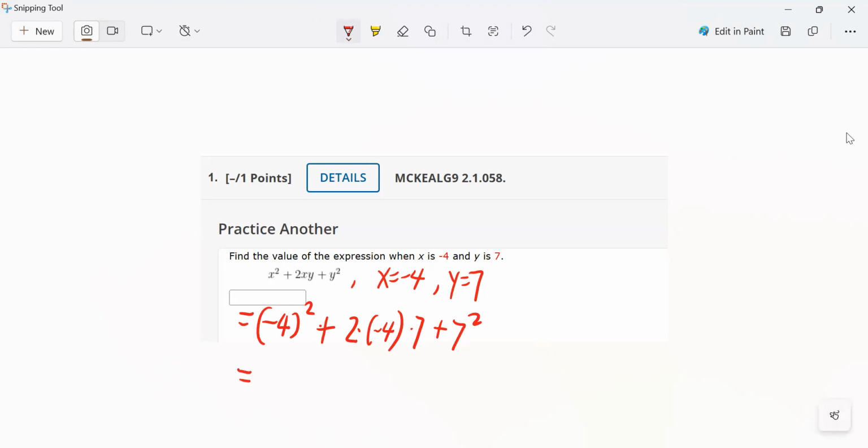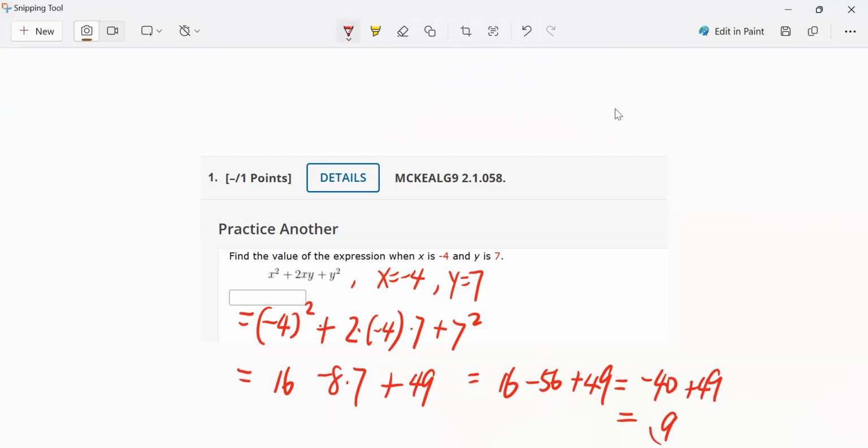From there, we know -4 squared is -4 times -4. Two negatives turn positive, so 4 squared is 16. Here we get 2 times -4, that's -8. So 2 times -4 is -8, so we get -8 times 7, plus 7 squared, which is 49. We have 16 minus 56, adding 49. 16 minus 56 is -40, adding 49. That turned out to be 9. So the answer here is 9.